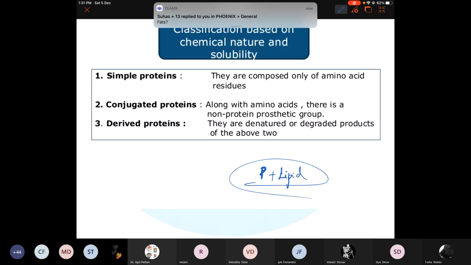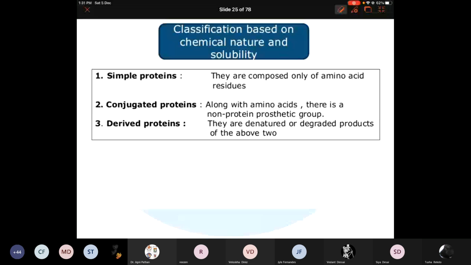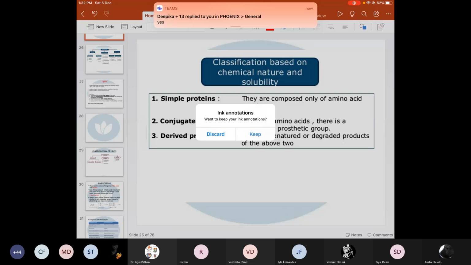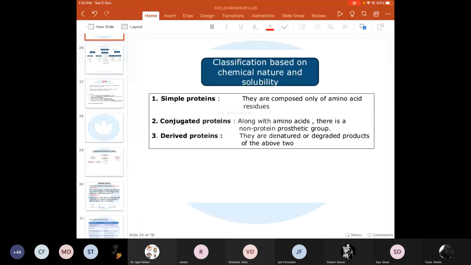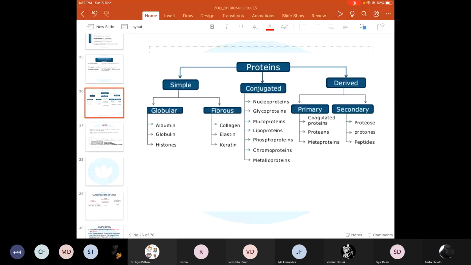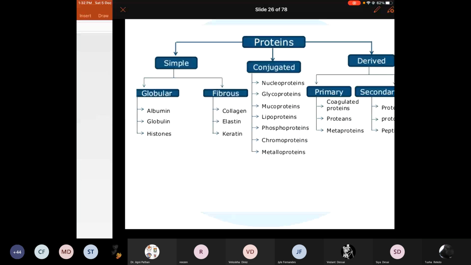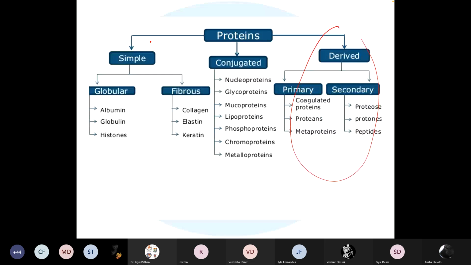Any doubts? Okay. Next, you can write down this: simple protein, conjugate protein, a chart, and derived. Derived is not so important, but yes, this and this are important.